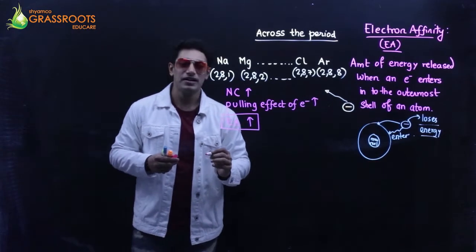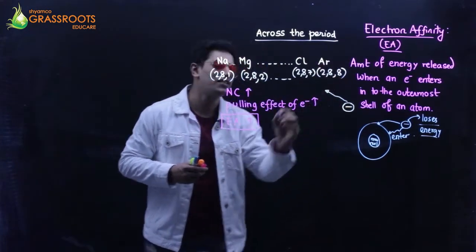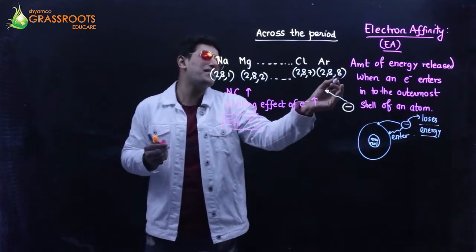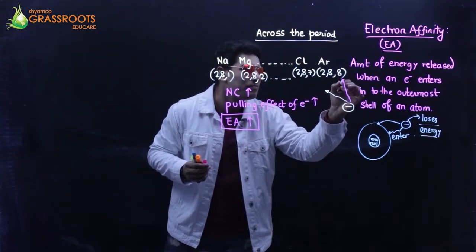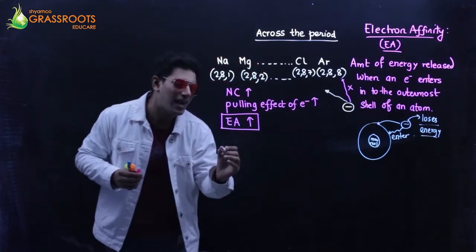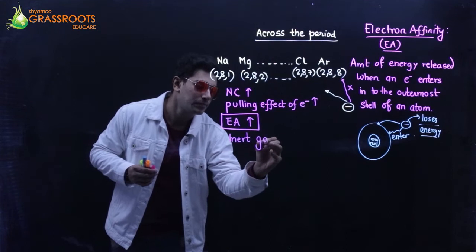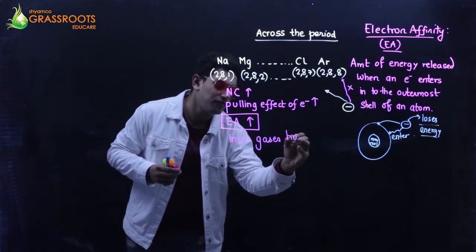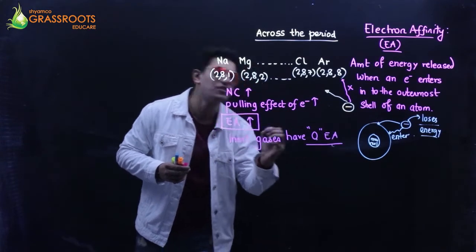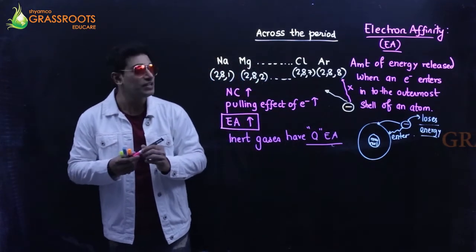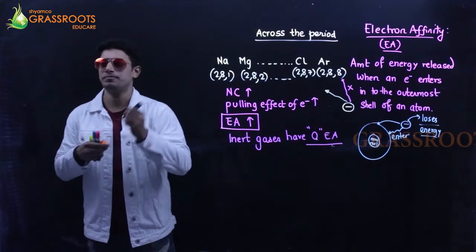Okay, let's talk about down the group. One more thing, argon has zero electron affinity because it doesn't want, it is already stable. Electron can never go to argon. So I can say the inert gases have zero electron affinity. Fine. Talking about down the group.